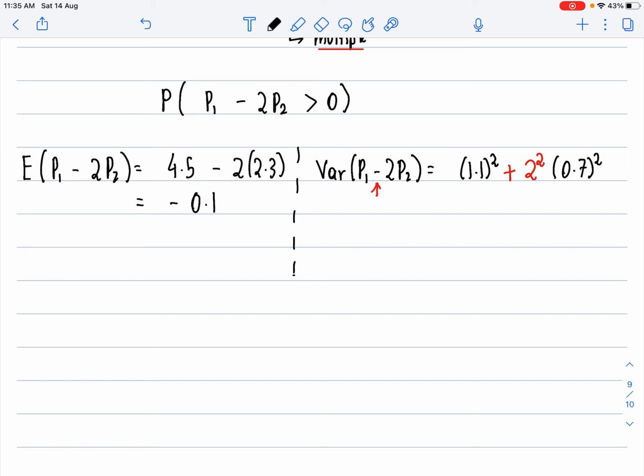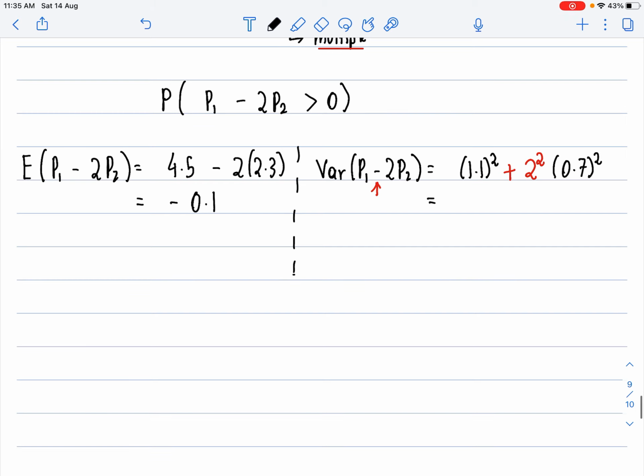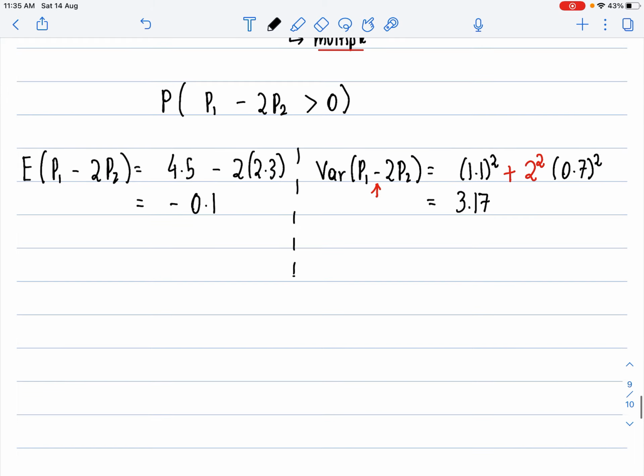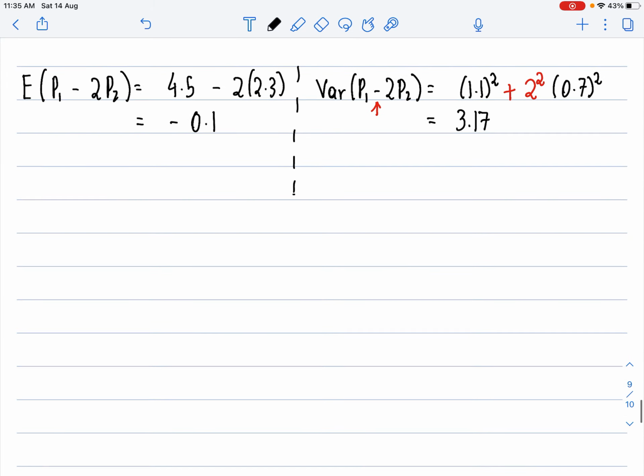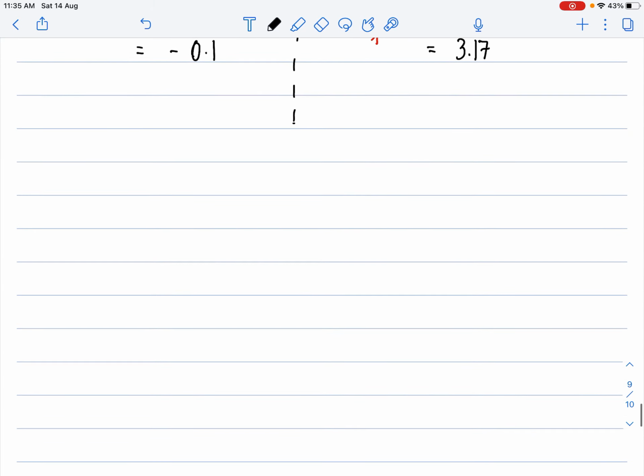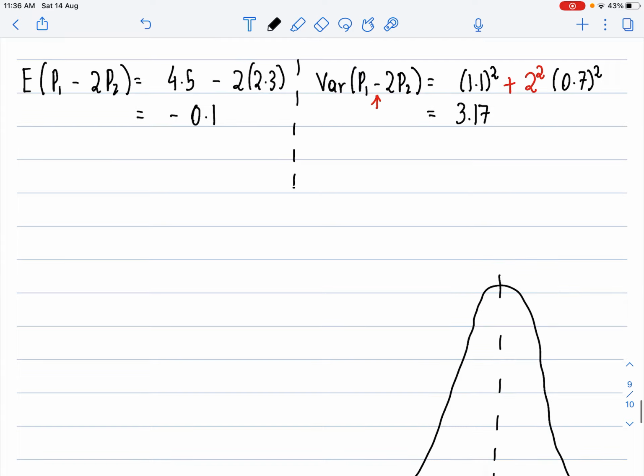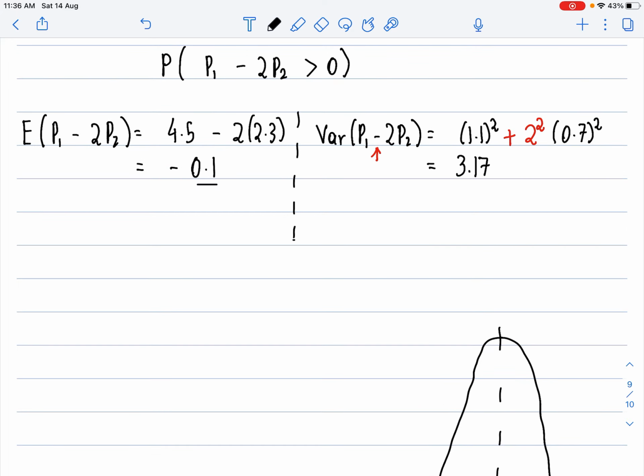So now what you can do is you can write this as 1.1 the whole square plus 2 square into 0.7 the whole square, which is equal to 3.17. Correct? This is what you basically get. Now you make your normal distribution curve, for your understanding. Here you have the combined mean as minus 0.1, which you obtained here.